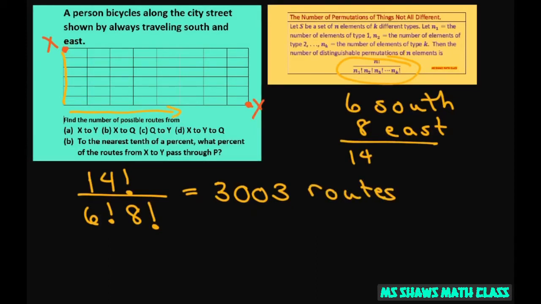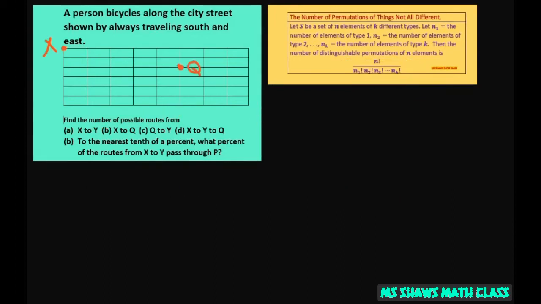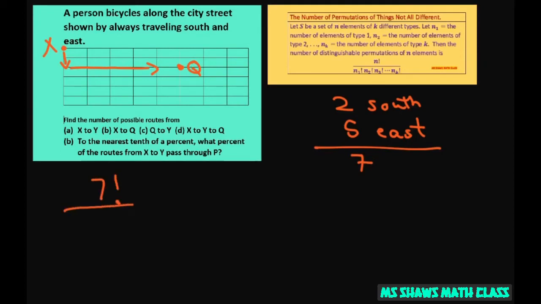Okay, that's this one. Now the next one, X to Q. We're going to go 2 south and 5 east. That's a total of 7. So you're going to use 7 factorial divided by 2 factorial times 5 factorial. That equals 21 routes.